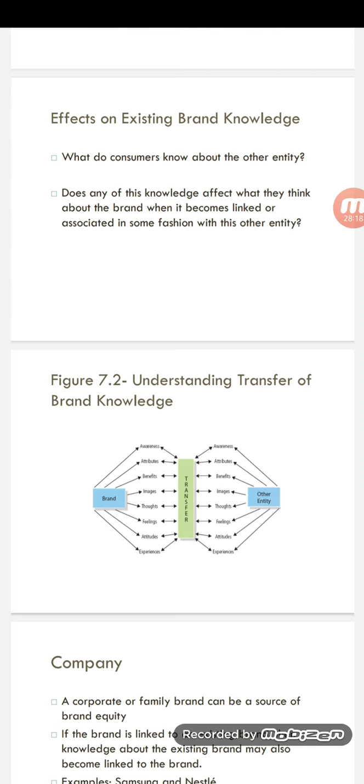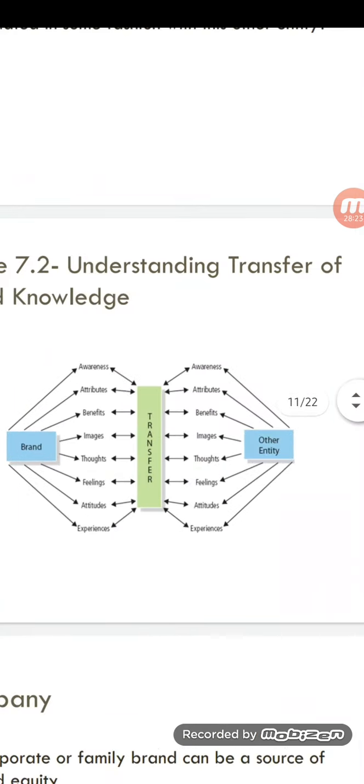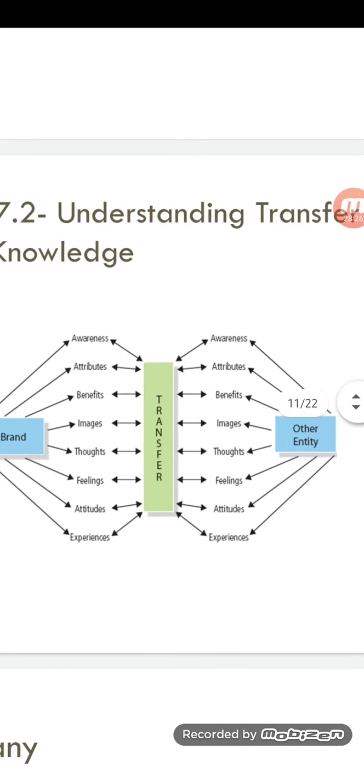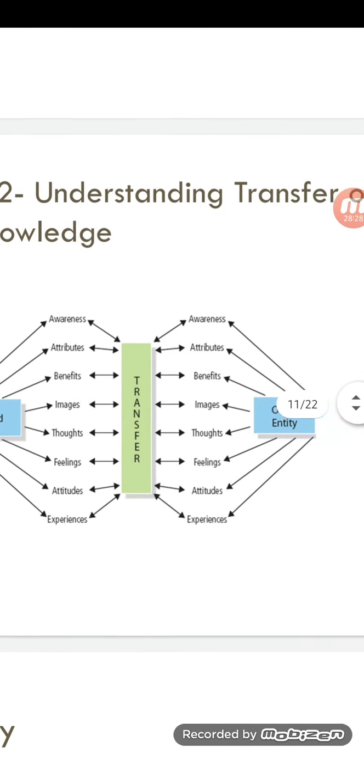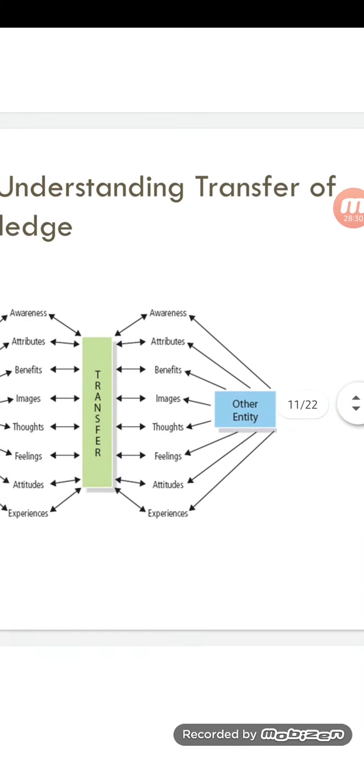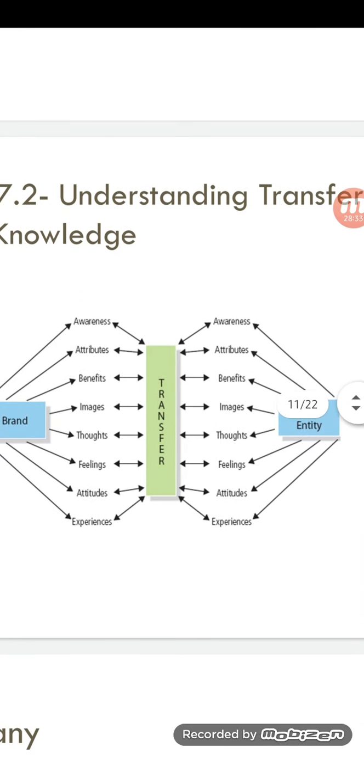Okay, so you can refer to figure 7.2, that is understanding transfer of brand knowledge. As you can see, transfer is done by the brand itself and transfer is done by the other entity. When you are talking about the brand, awareness, attributes, benefits, images, thoughts, feelings, attitudes, experience, each and everything needs to be associated with the brand, that is very much directly associated. And when we talk about the other entity, all the things that are related to the brand also must be related to the other entity, so that we can transfer it to the brand.